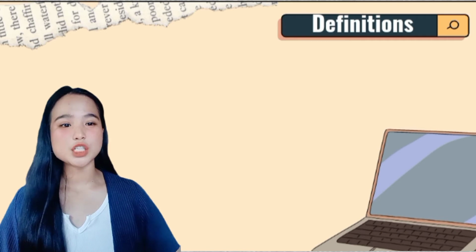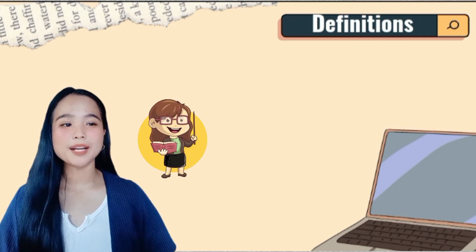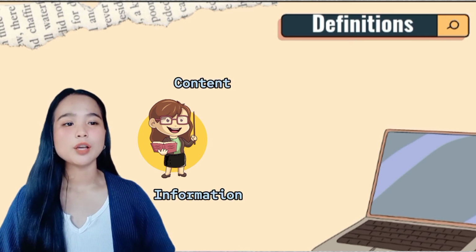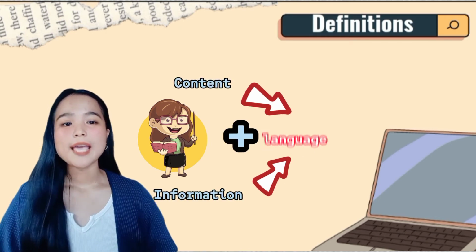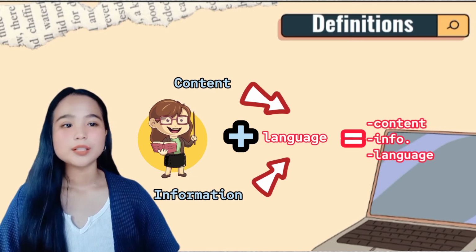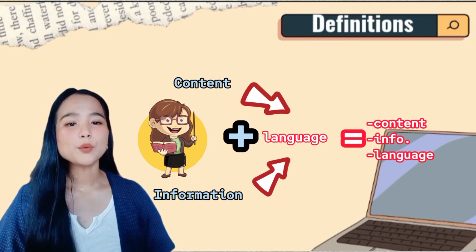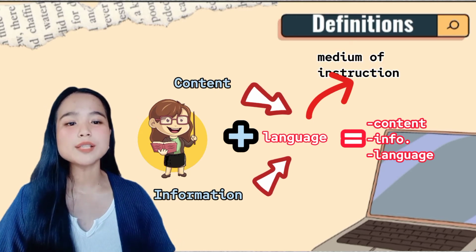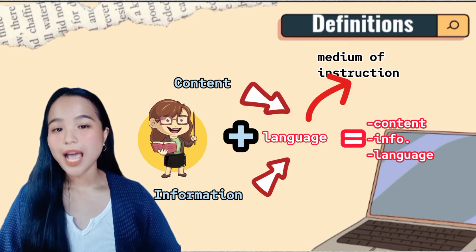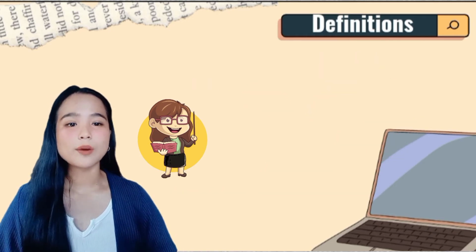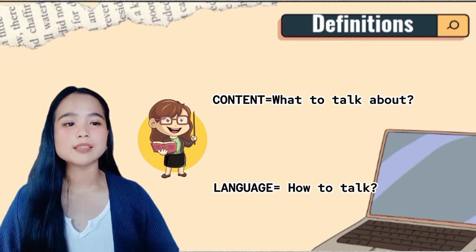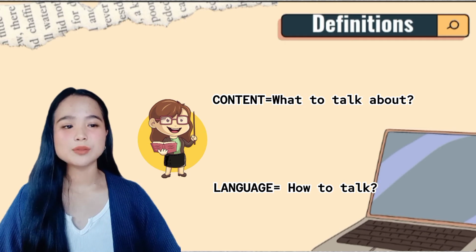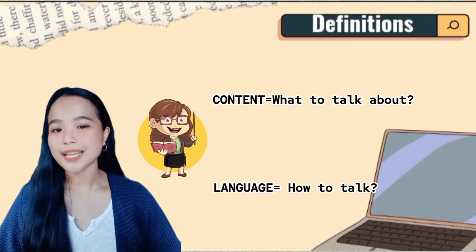From this given definition, content-based syllabus is primarily concerned with teaching specific content or information where the language being learned is applied through the process of learning. Meaning, the language being learned serves as the medium for instruction and learning, where the students learn the content and the language at the same time. The content is what to talk about, while the language is how to talk about the content. The language being learned by the students serves as a tool for learning a content.